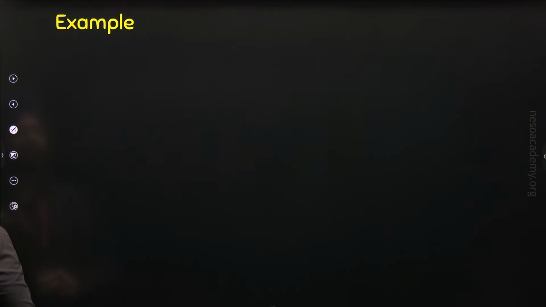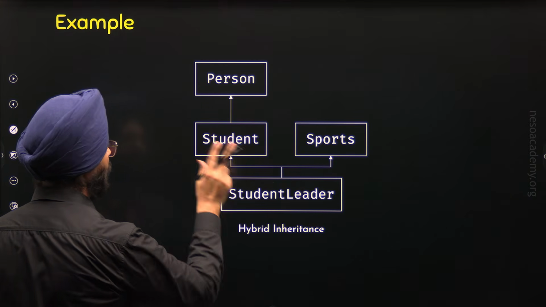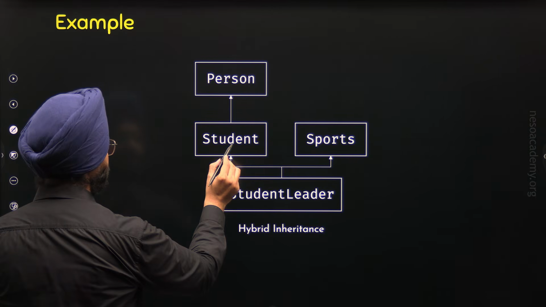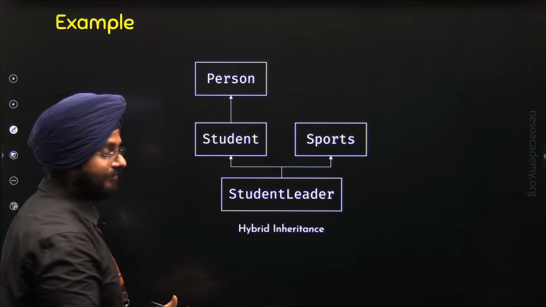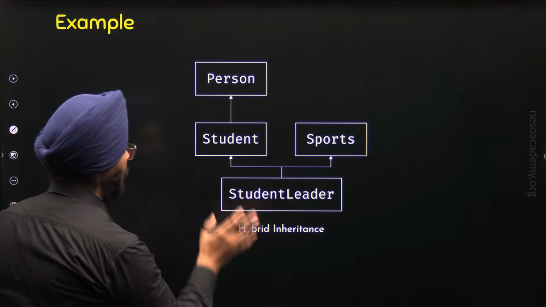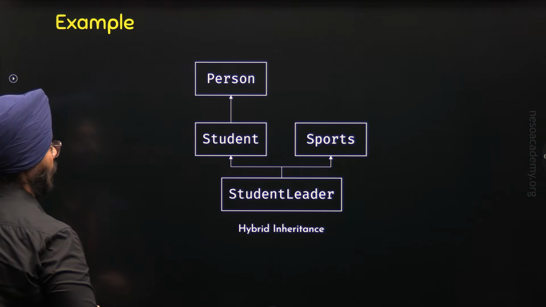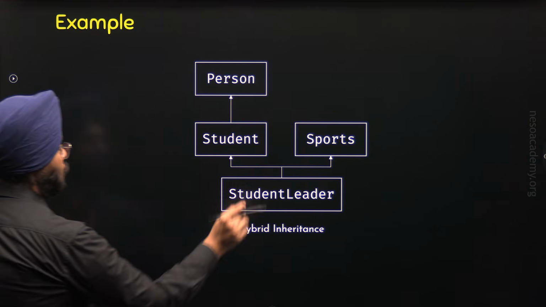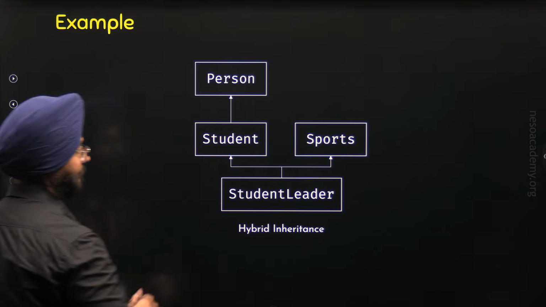Let's say we want to write a program for this specific relationship. Here we can observe we have the combination of two types of inheritance. We have single inheritance where class student is inheriting from the class person. So student is a person. And we also have multiple inheritance where class student leader is inheriting from the classes student and sports. So we can say student leader is both a student and a sports person.